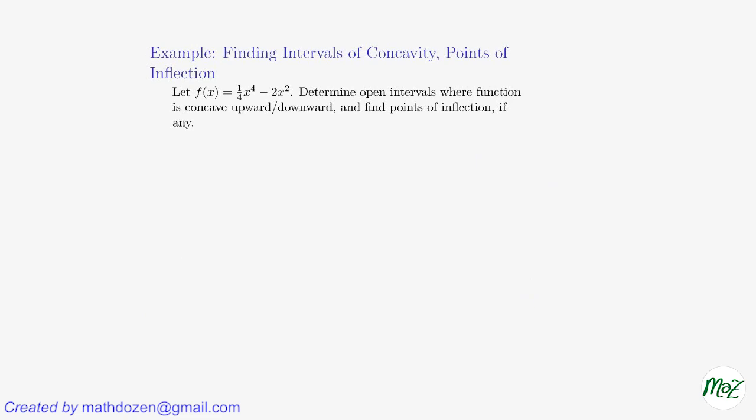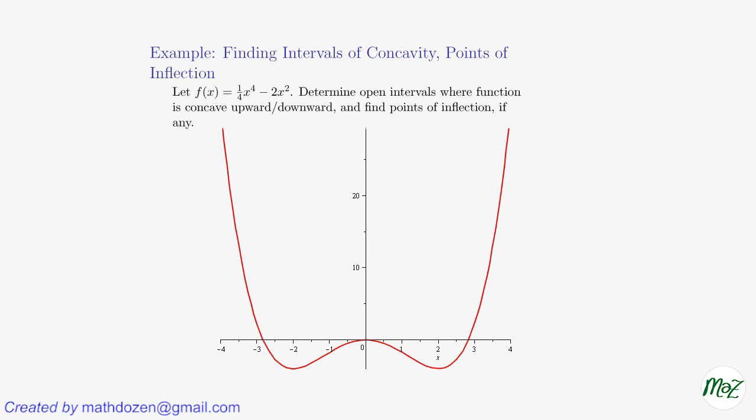After we did all that hard work figuring out the intervals of concavity, let's have a look at this graph as it is. And so this looks like the graph of the function 1/4 x to the 4th minus 2x squared. We can easily see where this function is concave up.